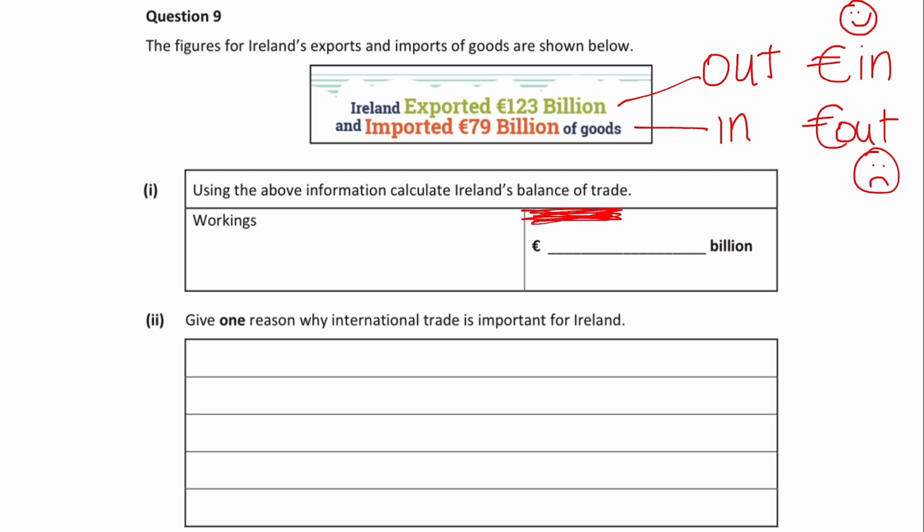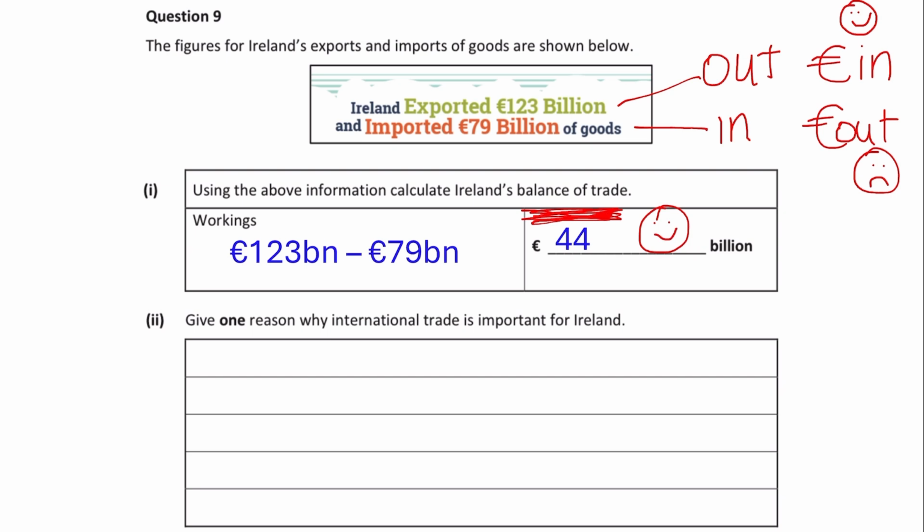than imports. Okay, so the balance of trade can be calculated by subtracting the imports from the exports. So you can see that we have 44 billion, and that is a surplus. That is really good because we are getting more money than what we're sending out.